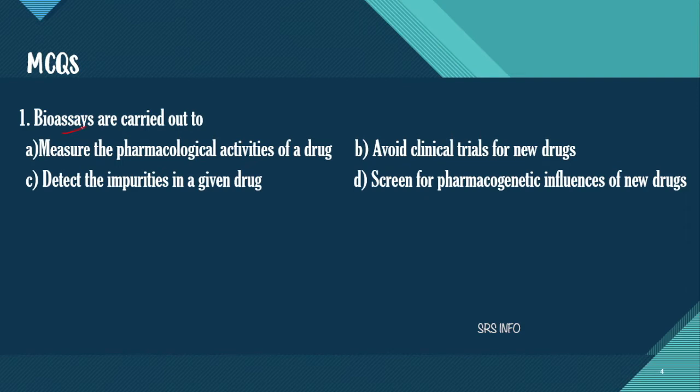What is bioassay? Bioassay is an analytical method to determine the concentration and potency of a substance by its effect on living cells or tissues. When this analytical method is applied in living cells or tissues, it is called a bioassay, and it may be qualitative or quantitative. So, bioassays are carried out to measure the pharmacological activities of a drug. Here, option A is the answer.